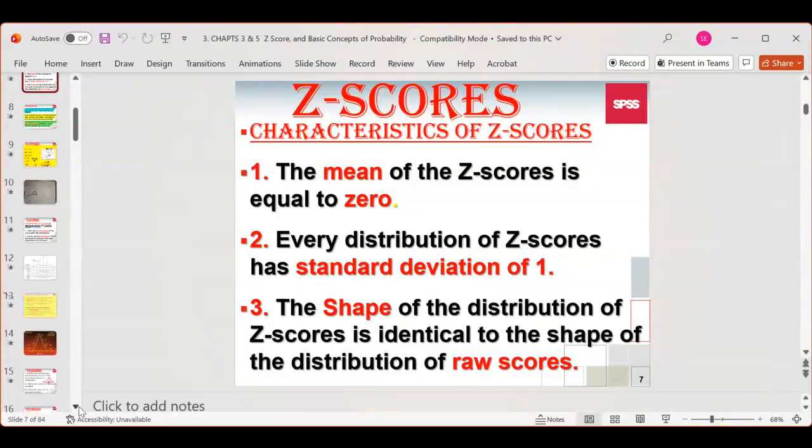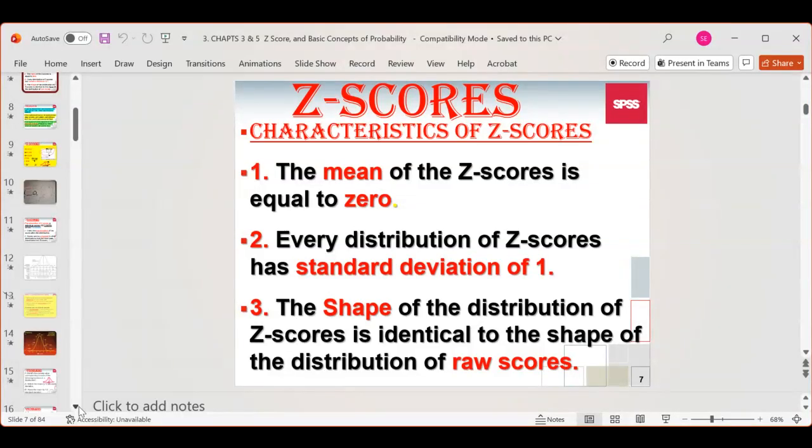Every distribution of Z-score has a standard deviation of 1. So the standard deviation for Z-score is always 1, fixed. Mean always 0, standard deviation always 1. And the shape of the distribution of Z-score, it depends.